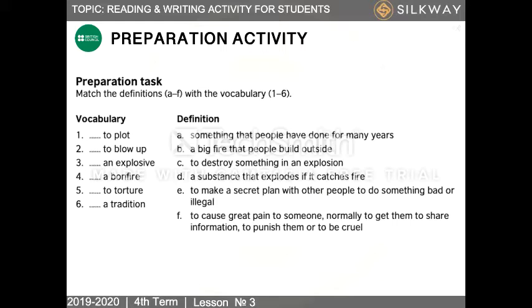Before we begin with our reading activity, let us do our preparation activity first. This is what you are going to do. You need to match the definitions A to F with the vocabulary 1 to 6. You have 2 minutes to accomplish this activity, and afterwards, we will do our reading activity. Are you ready? Let's begin. Your 2 minutes starts now.